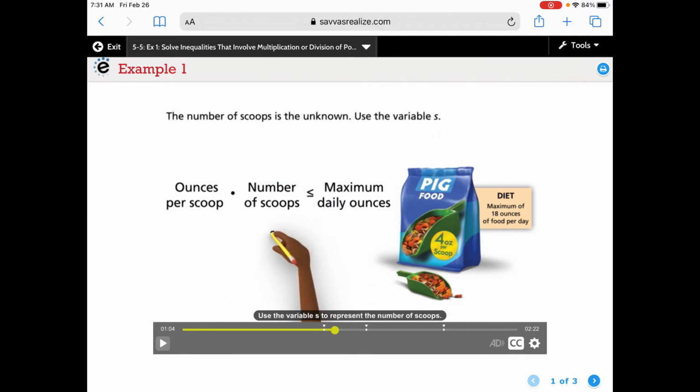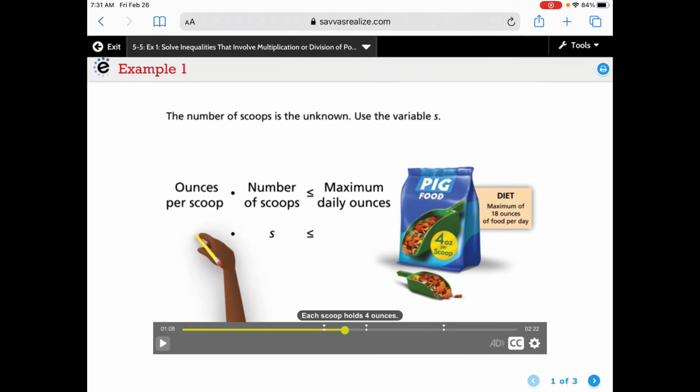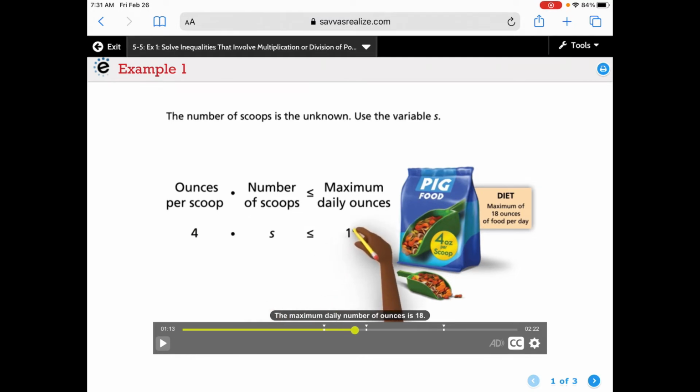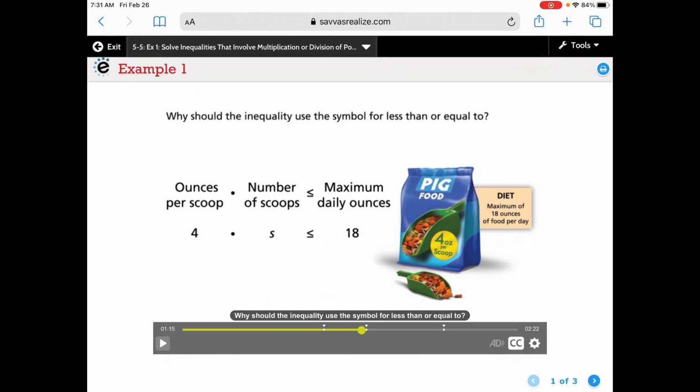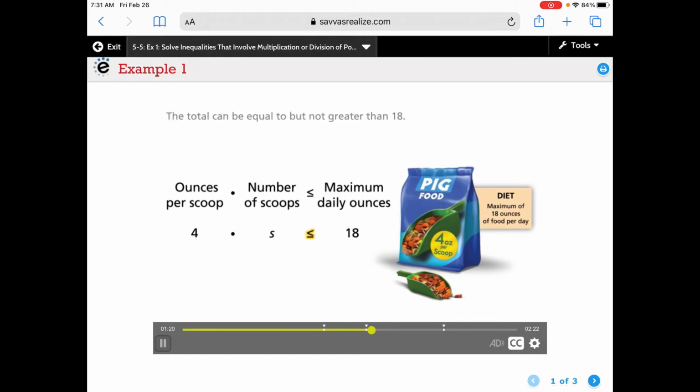Use the variable s to represent the number of scoops. Each scoop holds 4 ounces. The maximum daily number of ounces is 18. Why should the inequality use the symbol for less than or equal to? Well, this is where we can get confused. It says it can have no more than, which means it's okay to have less than that or exactly 18. The total can be equal to, but not greater than 18.